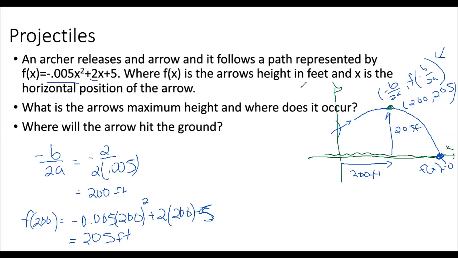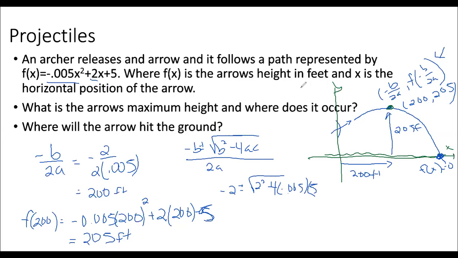Okay, so like with any quadratic, we can use our quadratic formula to find where that's going to equal 0, because we're not going to factor this when we have decimals. It just gets too complicated. But we can use our negative b plus or minus the square root of b squared minus 4ac, divided by 2a. Okay, so negative 2 plus or minus the square root of 2 squared minus 4 times a, which is negative 0.005, c is 5, divided by 2 times, again, this negative 0.005.